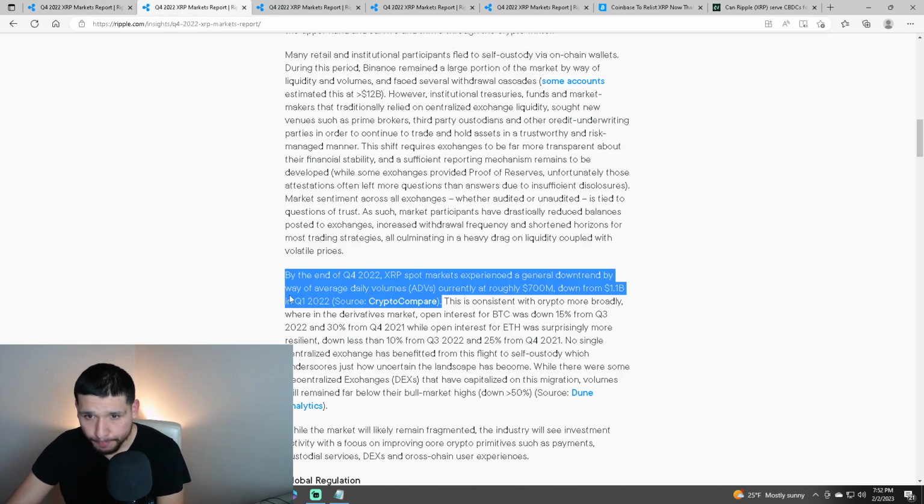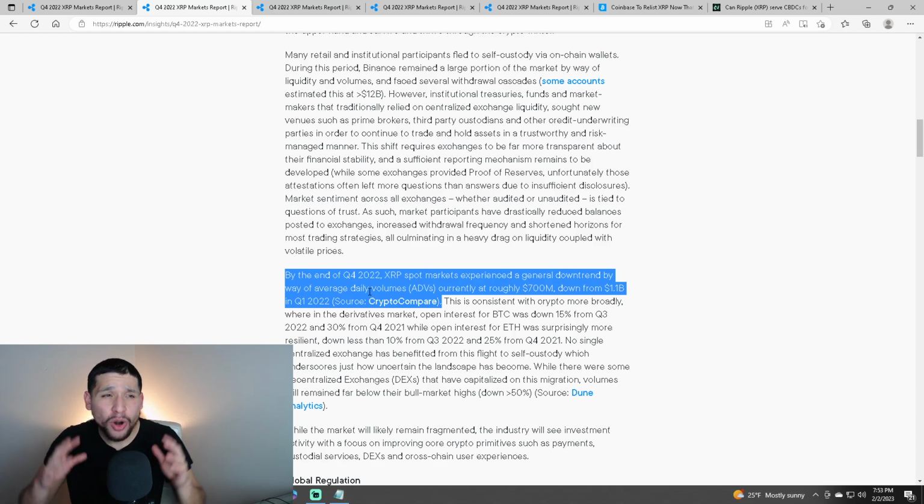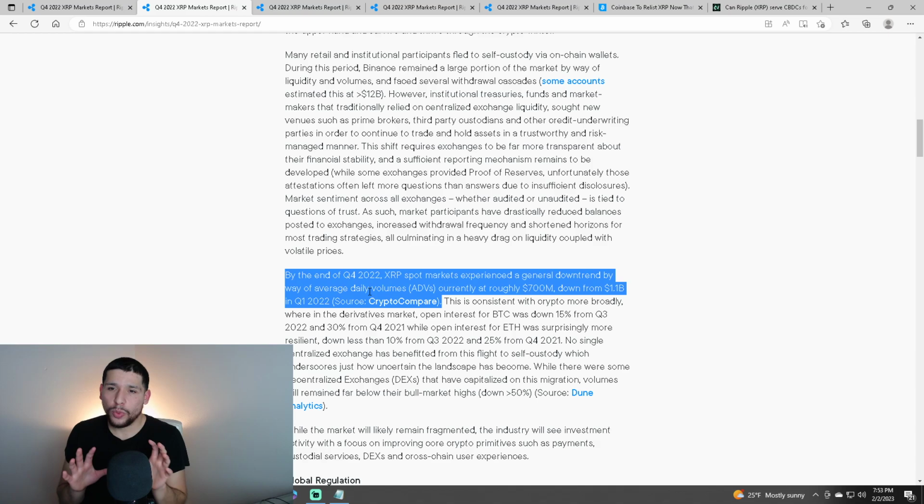Moving on, right here, guys, in the reports, it did say by the end of quarter four 2022, XRP spot markets experienced a general downtrend by way of average daily volumes, currently at roughly 700 million, down from 1.1 billion in quarter 2022. As you guys know, in 2022, we did enter this bear market. Well, we are just now kind of exiting out of this as of right now. So we still are in a bear market, which is why we would expect volumes to be low.